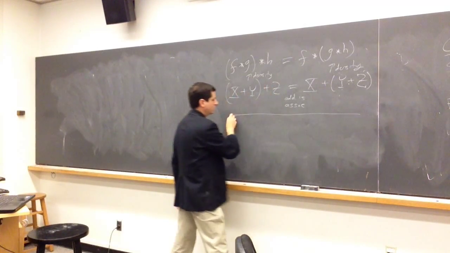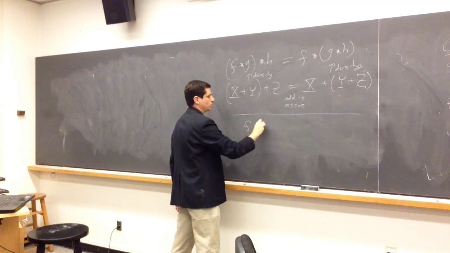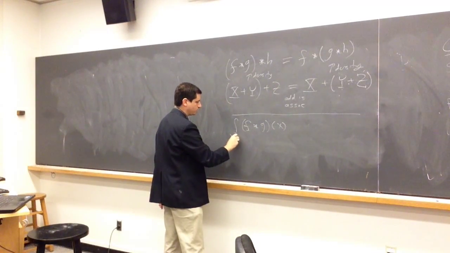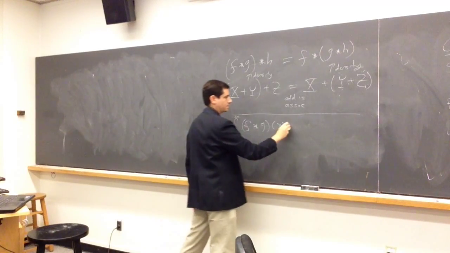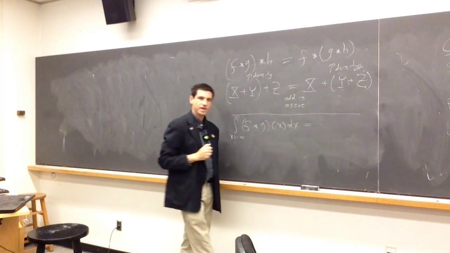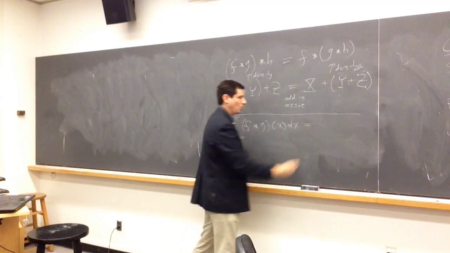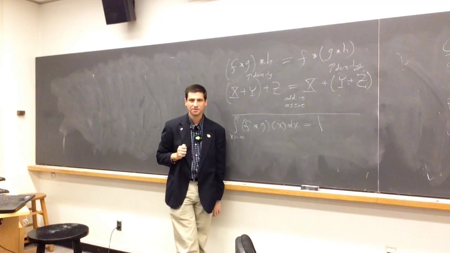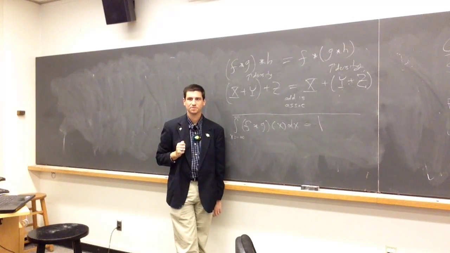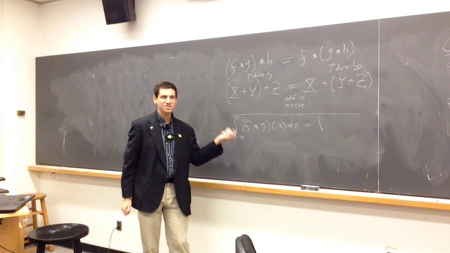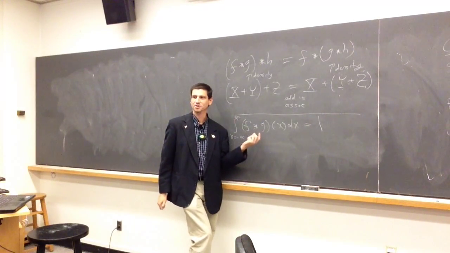Let's do another problem. What do you think this equals? The integral of f star g at x, as x goes from minus infinity to infinity. What should that equal? 1. Why does it equal 1? Because f star g is the density of a random variable. What is the integral of a density of a random variable? 1.